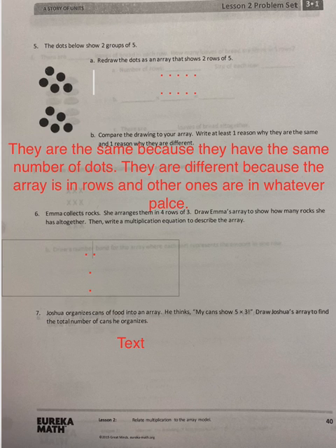So that's 1, 2, 1, 2, 3, 1, 2. So you're having a little bit of difficulties with typing, so I just typed it out instead of you seeing me draw it. So now we want to know how many rocks she has all together.